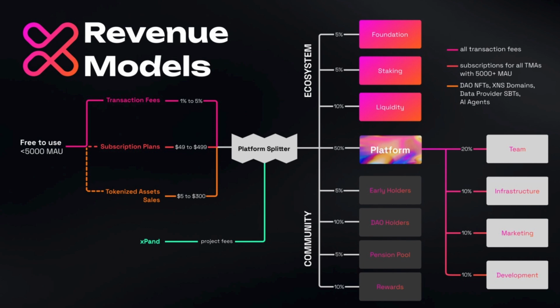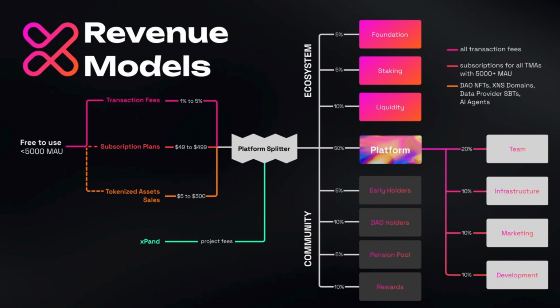And these are basically advanced features. XNS domains might be decentralized domain names, or SBTs could be non-transferable tokens for identity, and AI agents might be automated tools. So these components generate additional revenue, which is cycled back into our ecosystem. So how does this actually fuel the token economy, and why is the XW3 token crucial and pivotal? So the XW3 token is the utility token that makes all these interactions possible, as I've mentioned.